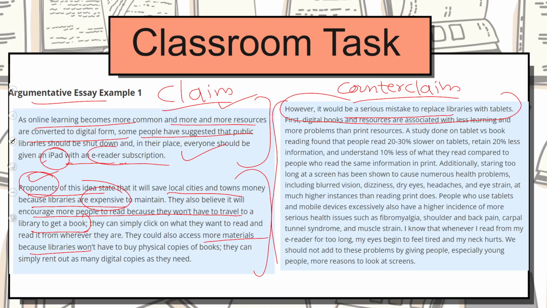Counterclaim. Why? Now, all these are your reasons. First, see, this is a transitional word and device that we use. However, is also a transitional word. These are the words that you will be using in your essays.